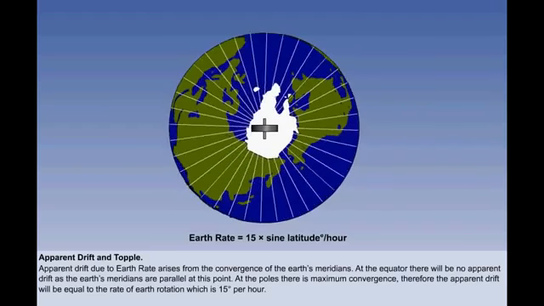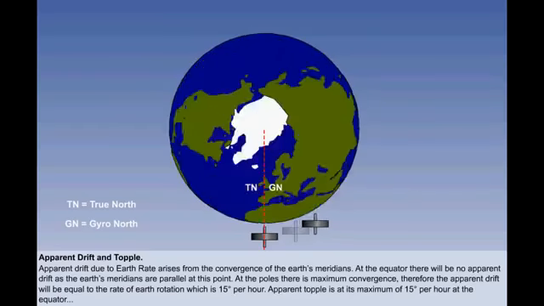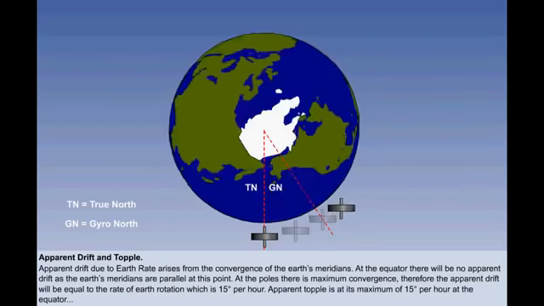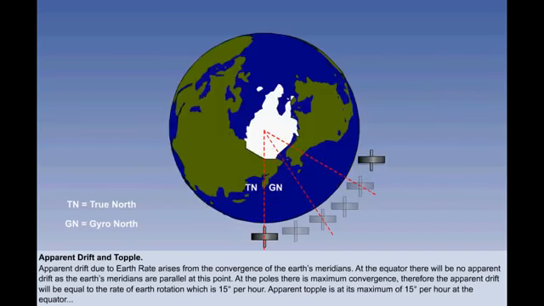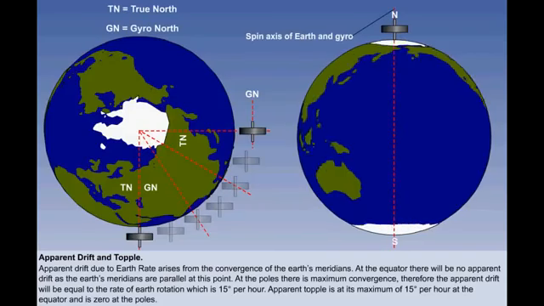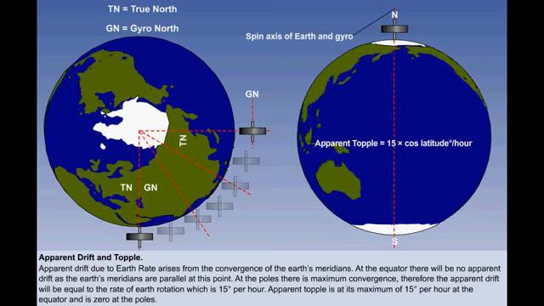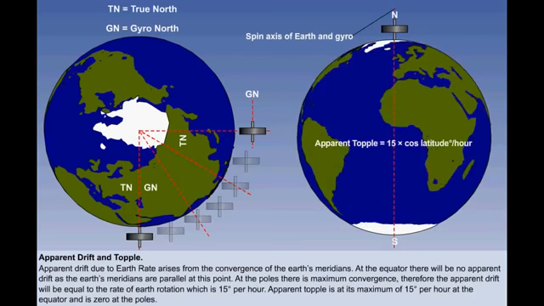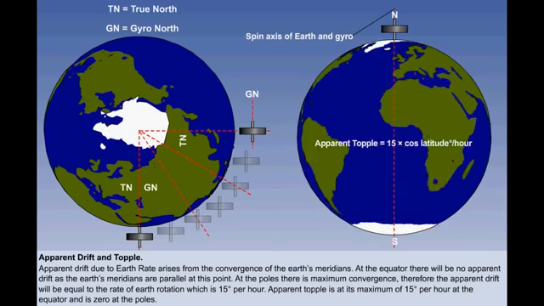Let's now look at apparent topple as opposed to apparent drift. If we think about it, it can be seen that apparent topple will be at its maximum of 15 degrees per hour at the equator, and will be zero at the geographic poles. The formula for apparent topple due to Earth rate is topple equals 15 times the cosine of the latitude in degrees per hour.